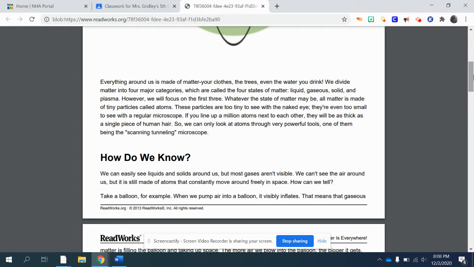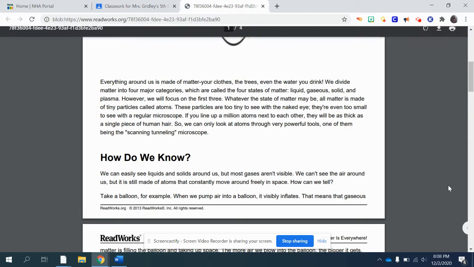Whatever the state of matter may be, all matter is made of tiny particles called atoms. These particles are too tiny to see with the naked eye. They're even too small to see with a regular microscope. If you line up a million atoms next to each other, they will be as thick as a single piece of human hair. So, we can only look at atoms through very powerful tools, one of them being the scanning tunneling microscope.